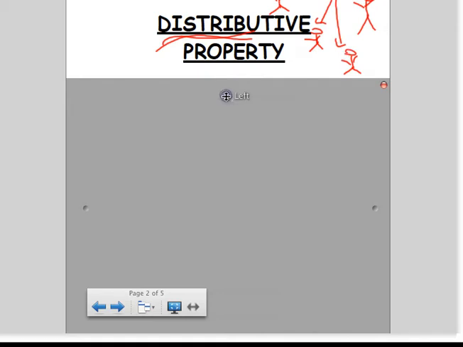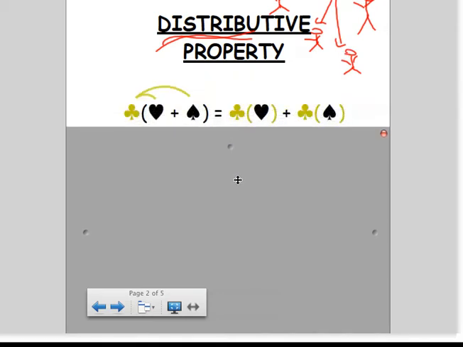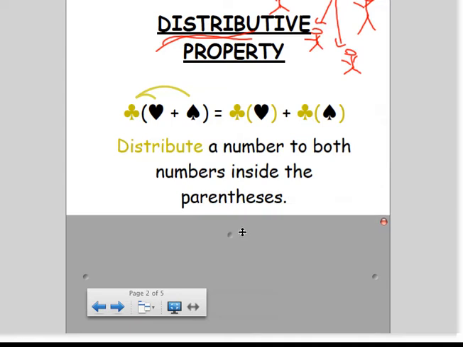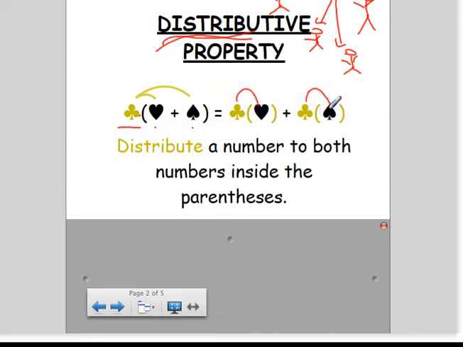So in that same vein, the distributive property is telling you to distribute a number that's outside the parentheses to the two numbers that are inside the parentheses. So whenever you have a term on the outside of parentheses that's really being multiplied to a sum of two numbers inside, that's the same thing as the first number being multiplied times the second two. So clubs times heart plus clubs times spade.